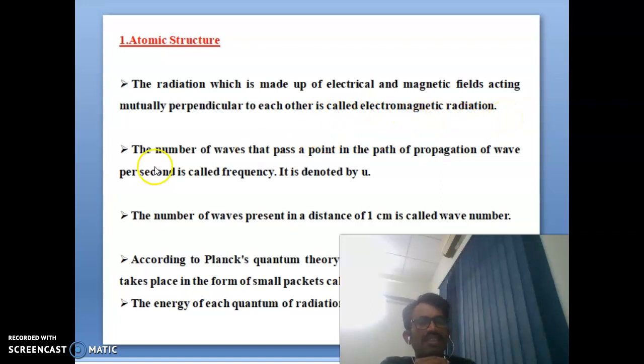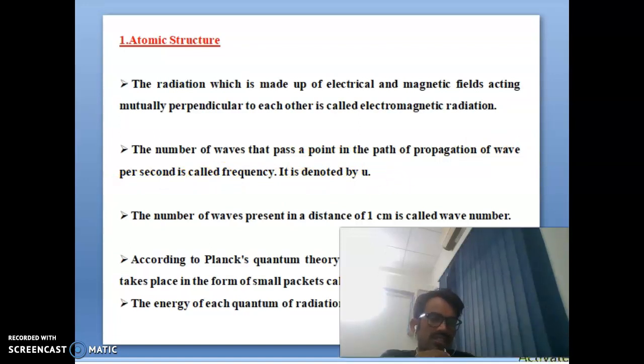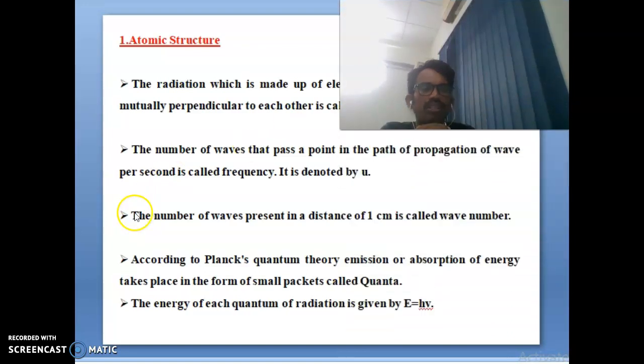radiation. And the second point: the number of waves passing a point in the path of propagation of the wave per second is called frequency. It is denoted by nu. And now let's see what wave number is. This is one of the new terms. What does wave number mean? The number of waves present in a distance of 1 centimeter is called the wave number.